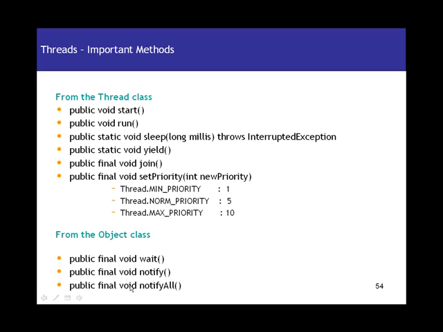There are certain other methods which are inherited from the Object class, and they are wait, notify, and notifyAll. These will be used mostly when you're working with synchronization, which we will shortly see now. When you have some shared resources and synchronized methods, you can use wait and notify to perform inter-thread communication.